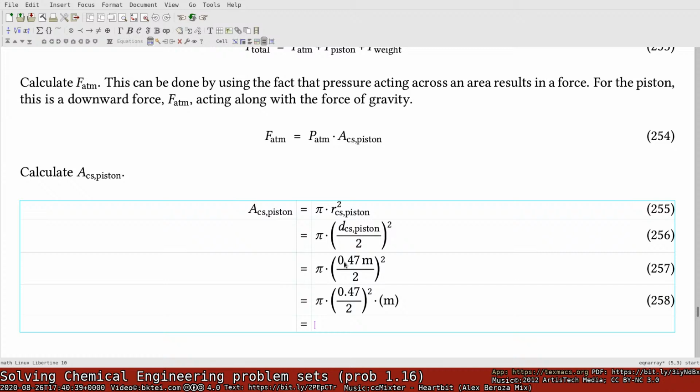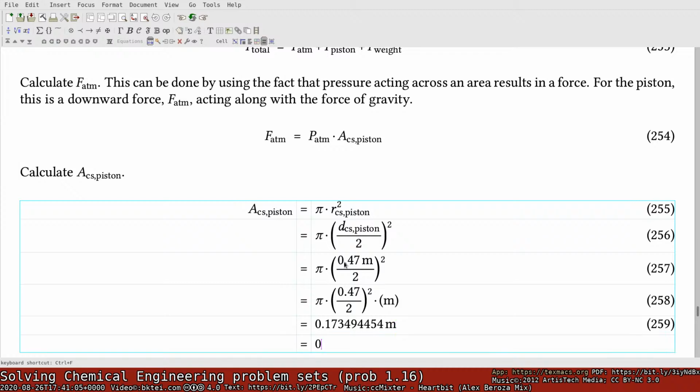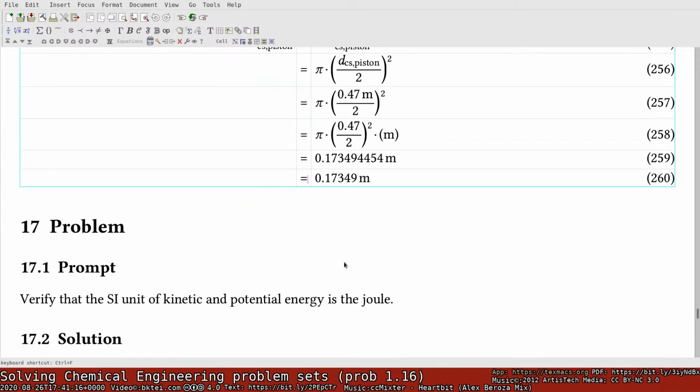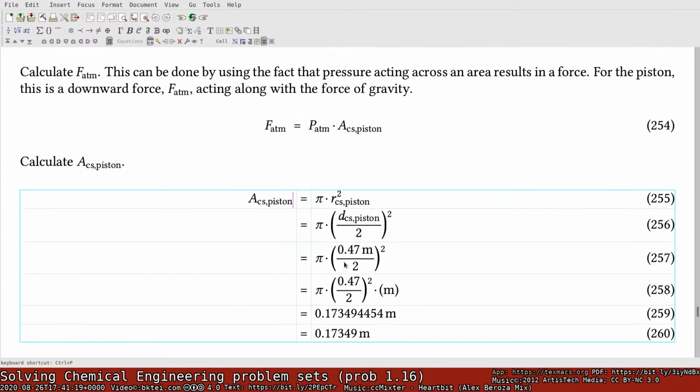So, what is that? We have 0.47 meters being the diameter. We'll go ahead and calculate that out. To be more explicit, I'll list out the units as something separate. This is probably not necessary in this case, but sometimes it comes in handy. Alright, go to our calculator. Pi times 0.47 divided by 2 squared. I'm getting 0.173494454 square meters. Okay, which is, we'll just round that to 5 decimal places because reasons. We can round down later. So that is the cross-sectional area of the piston.